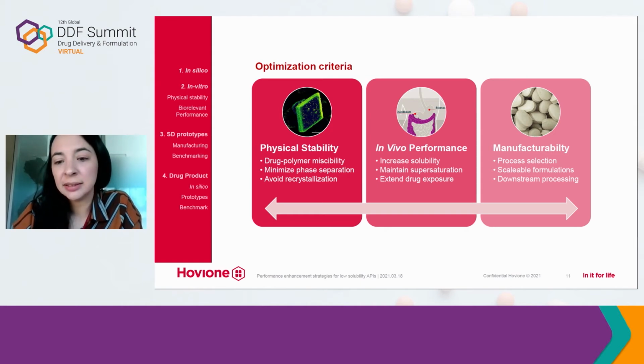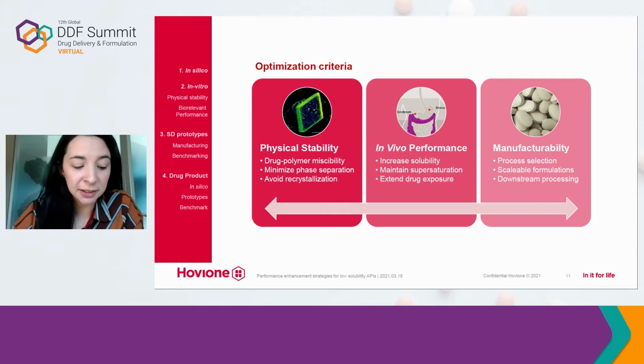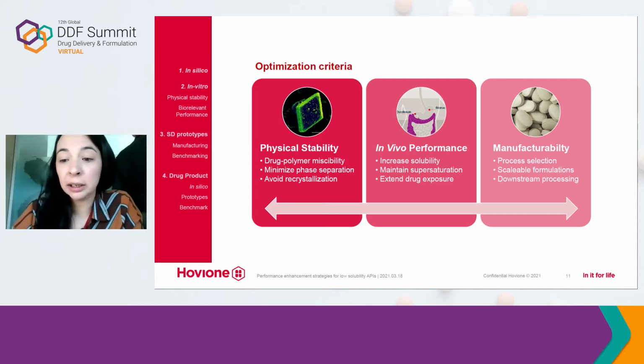The second is in vivo performance. Along with a stable formulation, it is imperative to modulate and guarantee adequate in vivo exposure and understand what are the mechanisms underlying this enhanced performance. And in the end, guarantee lean manufacturability through right first-time formulation screening, process selection, and ensuring, obviously, scalability.